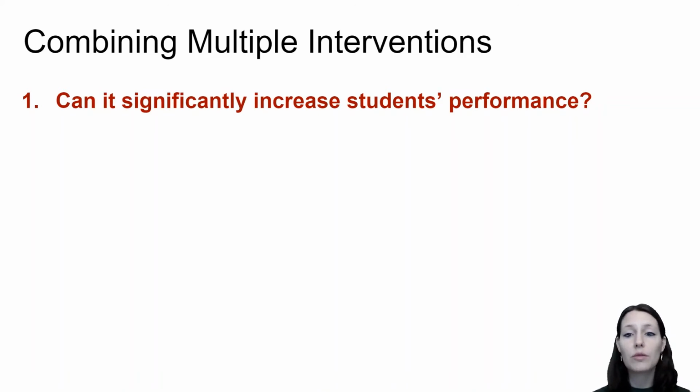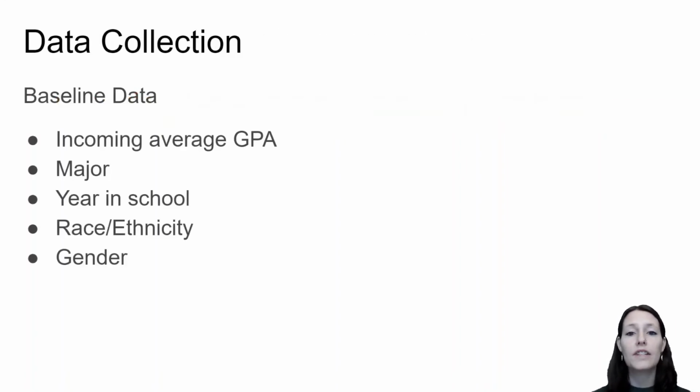To answer this question, we first collected data on the students in our study. The data we collected included the baseline data of incoming average GPA, major, year in school, race and ethnicity, and gender. Now, for those of you that aren't aware of what GPA is, GPA stands for grade point average, and it represents the average grade a student has received in all of their courses during their time at university.